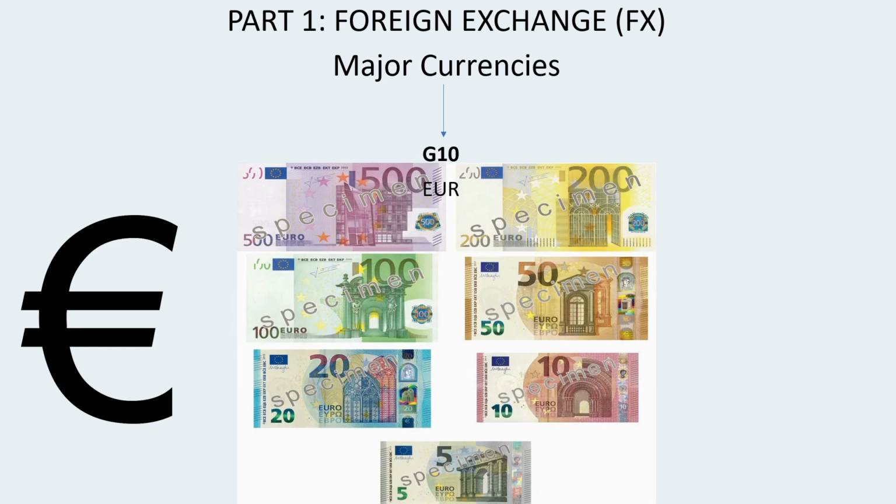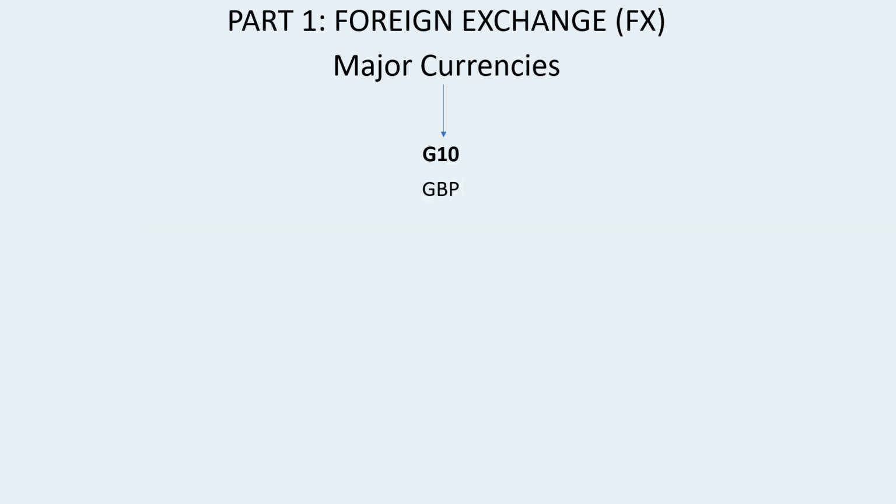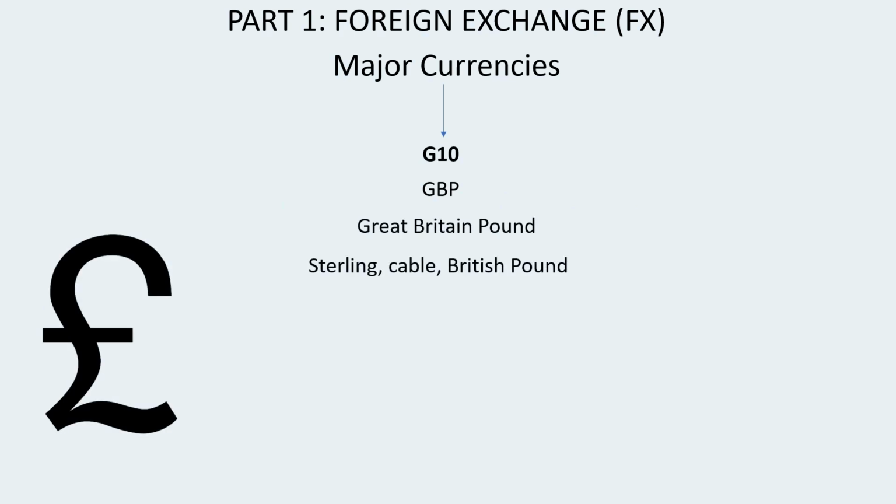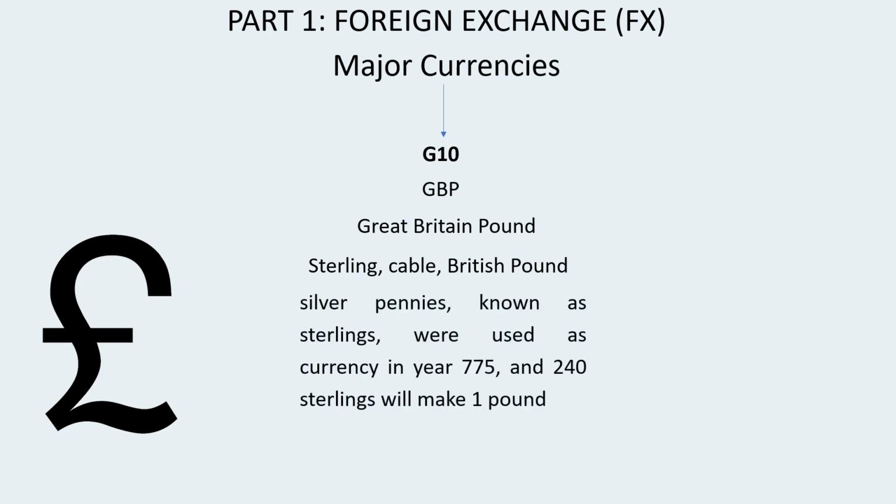The next most important currency on the G10 list is of course the GBP, the Great Britain pound. It is also known as the cable or sterling, and the symbol looks like this. It is the oldest currency still in circulation, dating back to the year 775 in the form of coins, but it wasn't until 1694 that notes were issued. It is also known as the sterling because back in the year 775, silver pennies known as sterlings were used as currency, and 240 sterlings would make 1 pound. It was a fortune back then until inflation does what it does best.